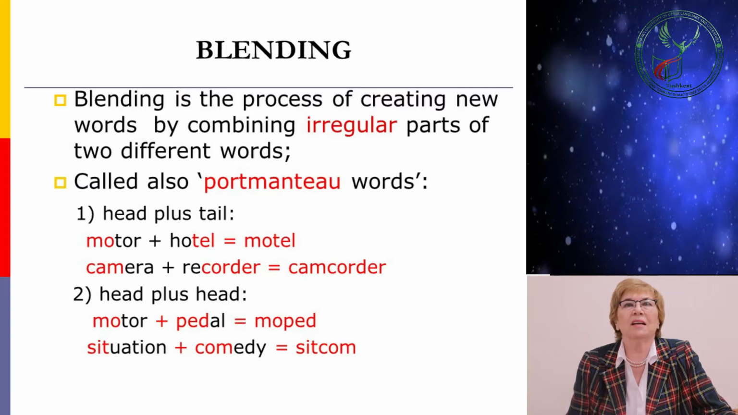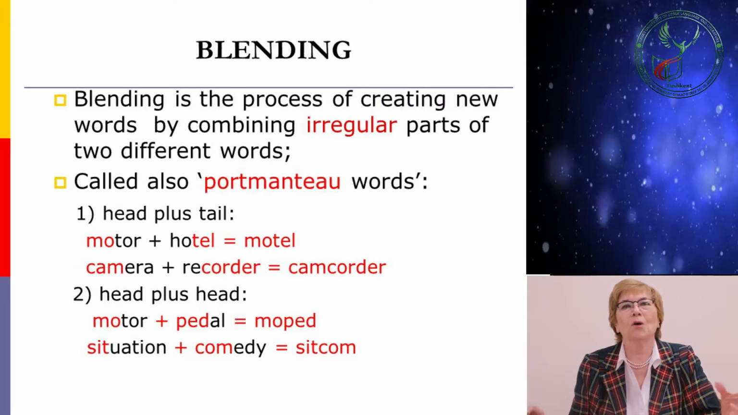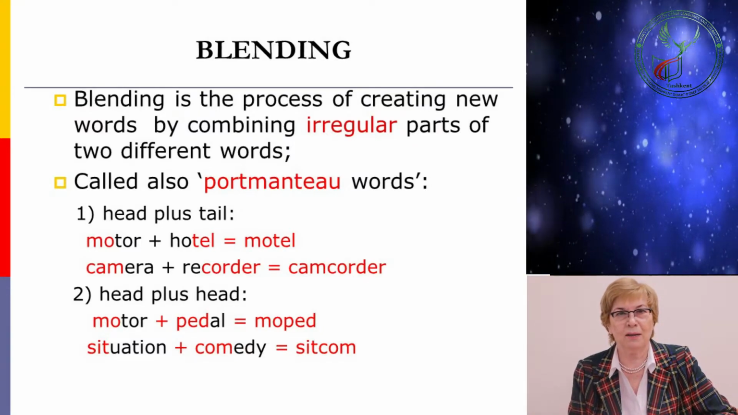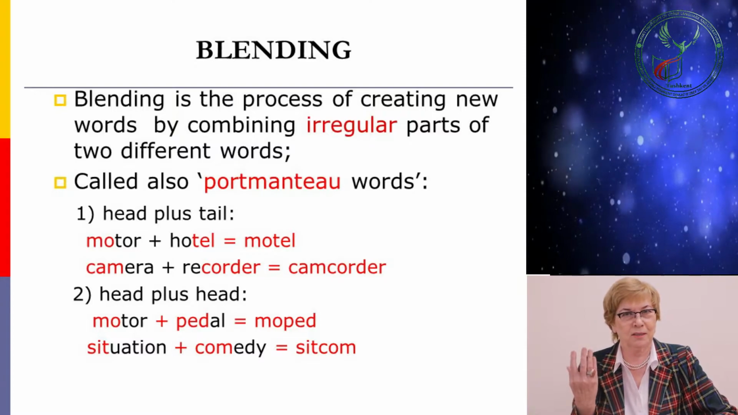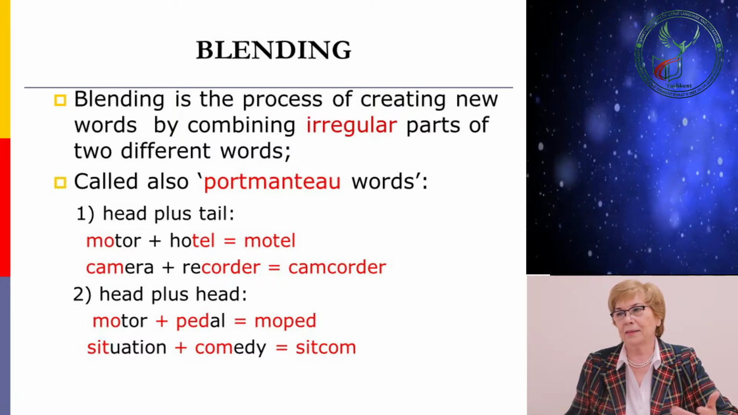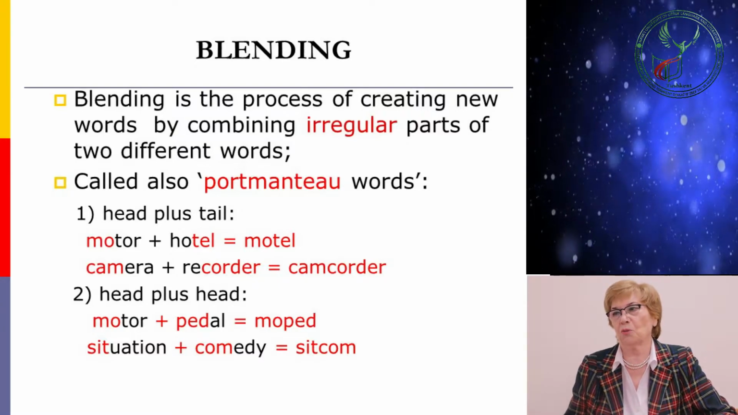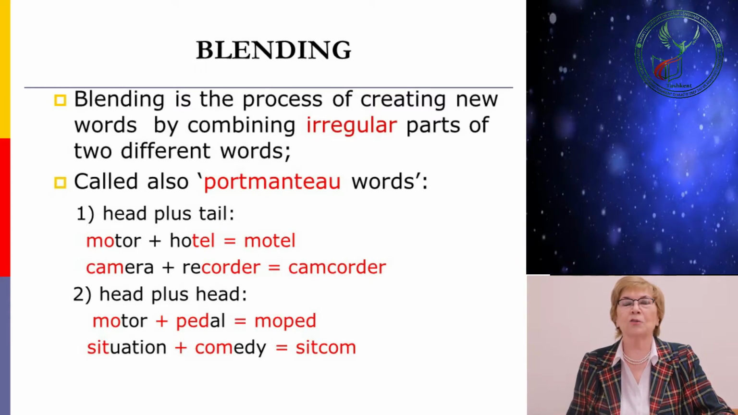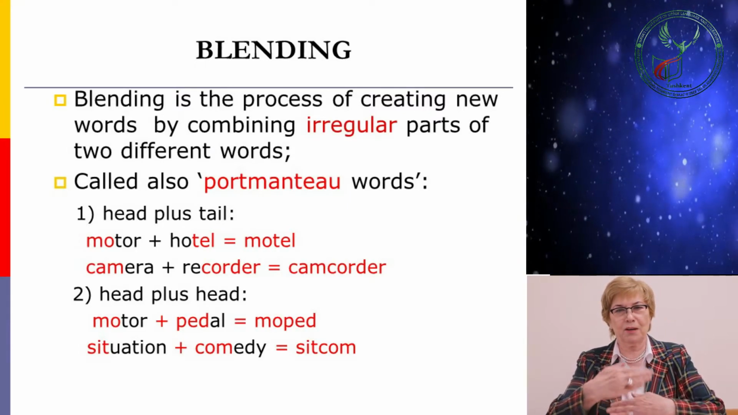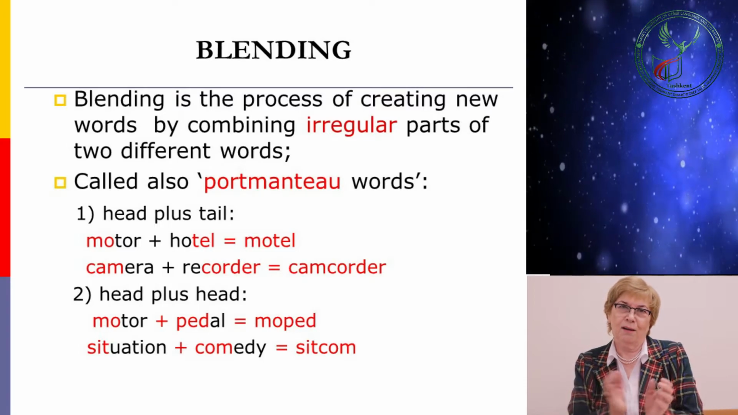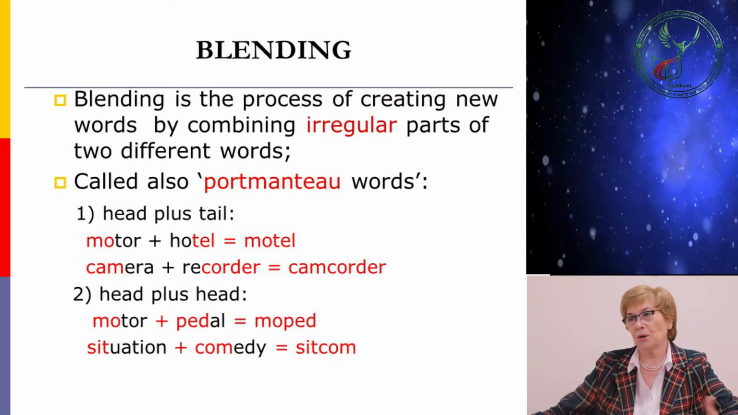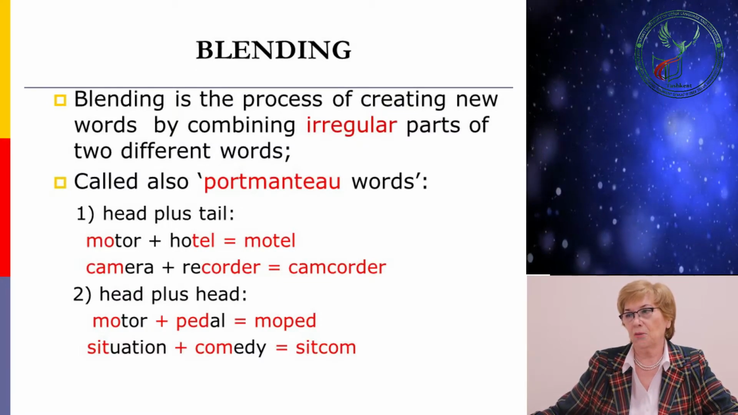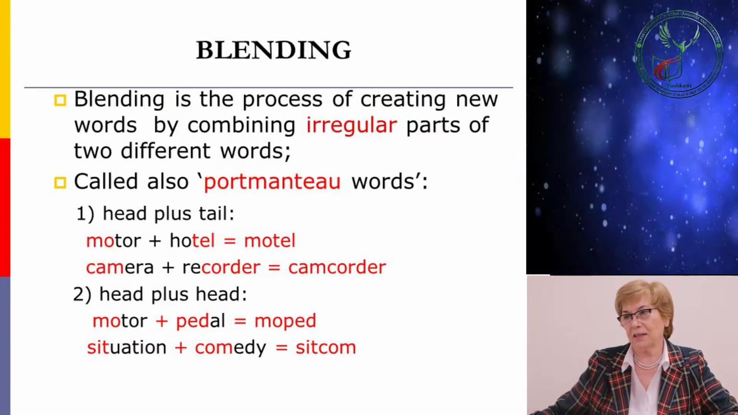Irregular means we can never predict which components of the words will be joined together so that the word is acceptable to native speakers, the word sounds English. And here there are 2 more or less general ways of forming these portmanteau words. Portmanteau is a word from French. It looks like a purse with very many parts joined together. So the head of one word and the tail of another word can be added. And here we have motel as an example. It's a classical example.